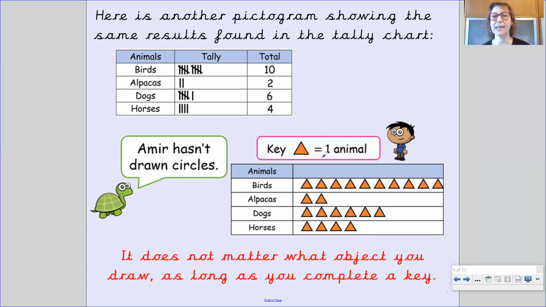And we always have a key so that somebody looking at it can see that, oh yes, every triangle is one animal. So I know I have to count in ones. That isn't always the case. Sometimes the key isn't 1. Sometimes the key might be 2 or 5. It depends. That's why it's really important. But for the moment, we're just looking at 1.